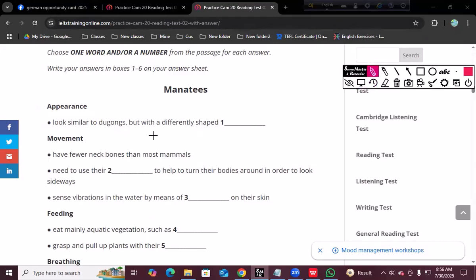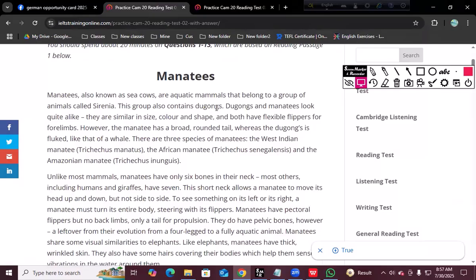So what could be the keywords here? Look similar, dugongs could be the synonym, and different shape. So now what we will do, we'll go to the passage and try to find out these keywords, dugongs and different shape. All right. So manatees. Let's try to have an idea about manatees. Can you read the passage for me? Okay, I will try. Sure.